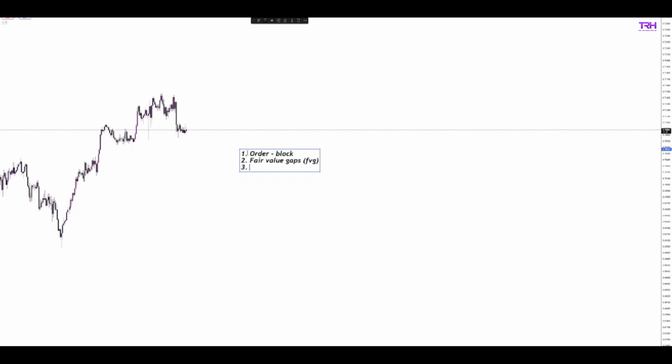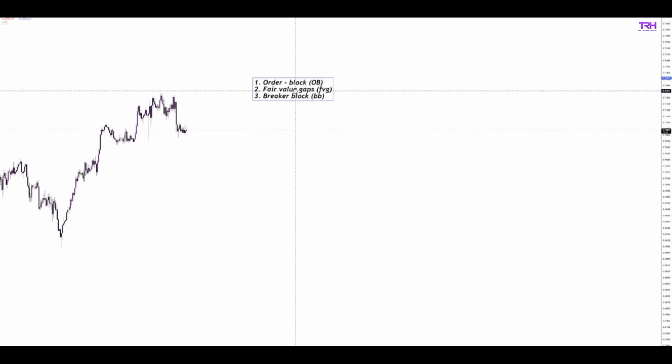Number three is breaker block. There's no short form for that, but I'll just put it out there, BB. Breaker block, and this obviously is an order block, which is OB. These are the zones that smart traders watch every day.